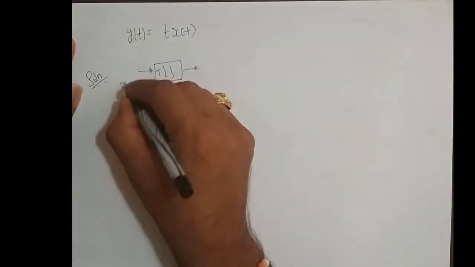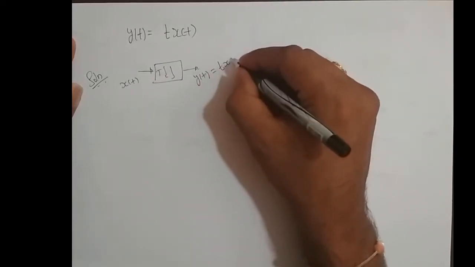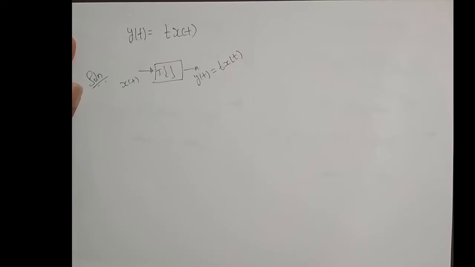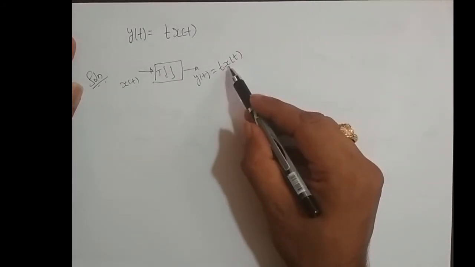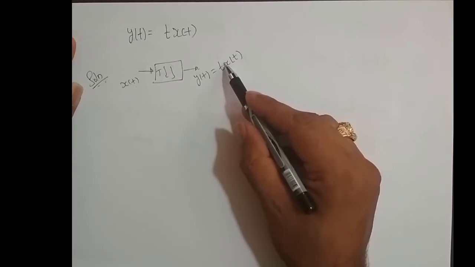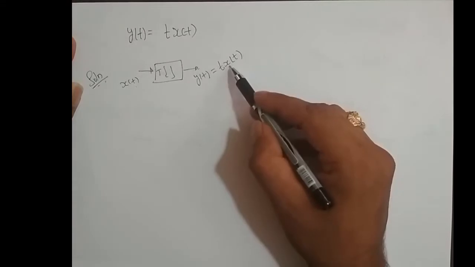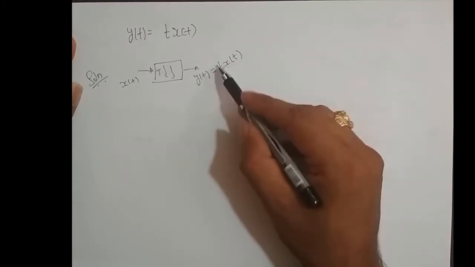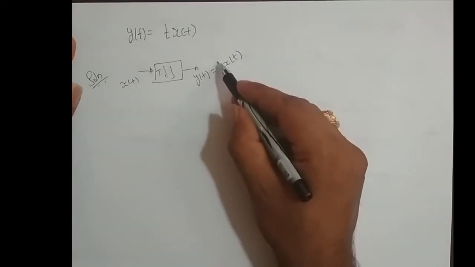So we have a system where the input we are feeding is x of t, and the output from the system is y of t. And what is y of t? T times x of t. We shall understand the system first. If I feed input to the system, what is the output I am getting? We get the input as it is, but for that input signal x of t, t is getting multiplied. And mind you, what is t?